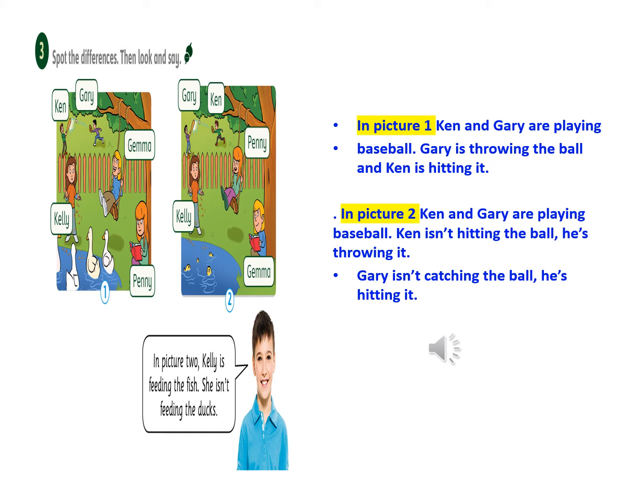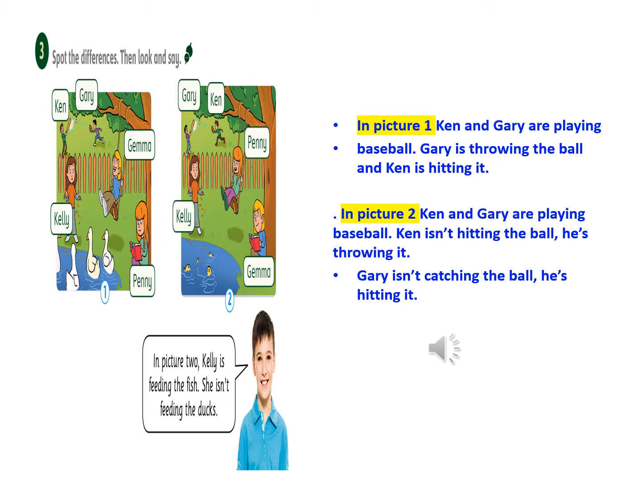Now look at Ken and Gary. Ken and Gary are playing baseball. Gary is throwing the ball, and Ken is hitting it. In picture 1, Ken and Gary are playing baseball. Gary is throwing the ball, and Ken is hitting it.